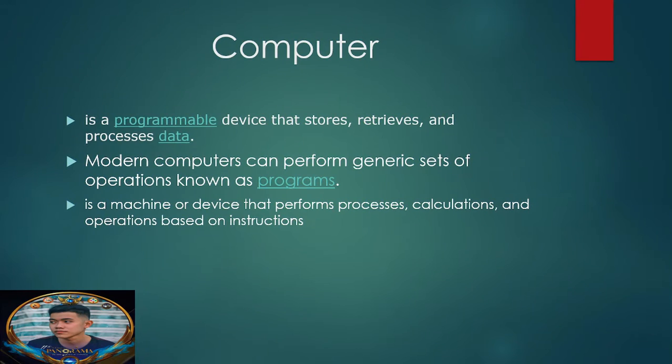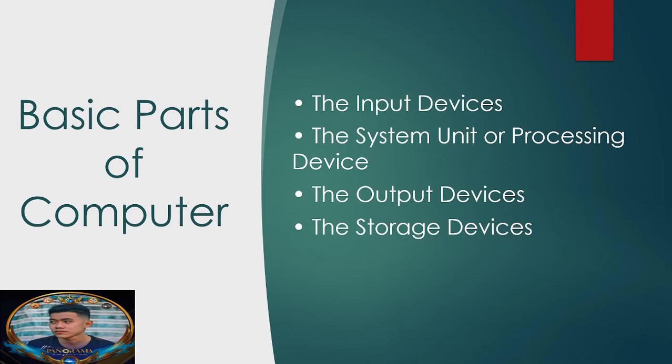A computer is a programmable device that stores, retrieves, and processes data. Modern computers can perform generic sets of operations known as programs. It's a machine or device that performs processes, calculations, and operations based on instructions. It's a digital electronic machine that can be programmed to carry out sequences of arithmetic or logical operations automatically. Basic parts of a computer: the input devices, the system unit or processing device, the output devices, the storage devices.